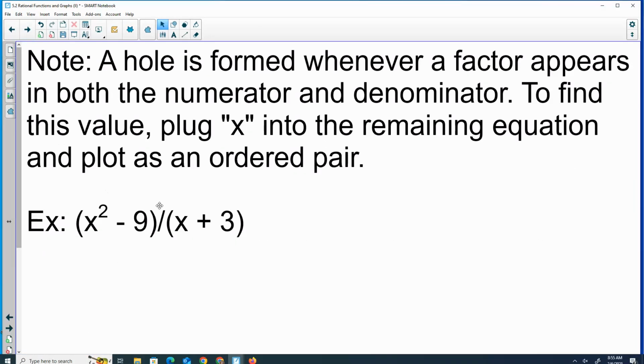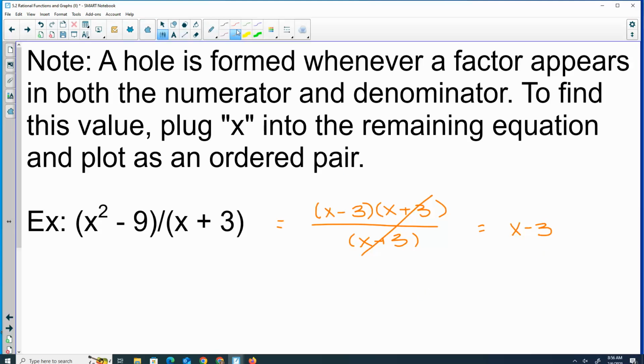A hole in our graph happens when something cancels. If I had x squared minus 9 over x plus 3, x squared minus 9 would factor using difference of squares, x minus 3, x plus 3. Once we factor that, then we can see the x plus 3 on top and bottom will cancel out, and just leave us with x minus 3.